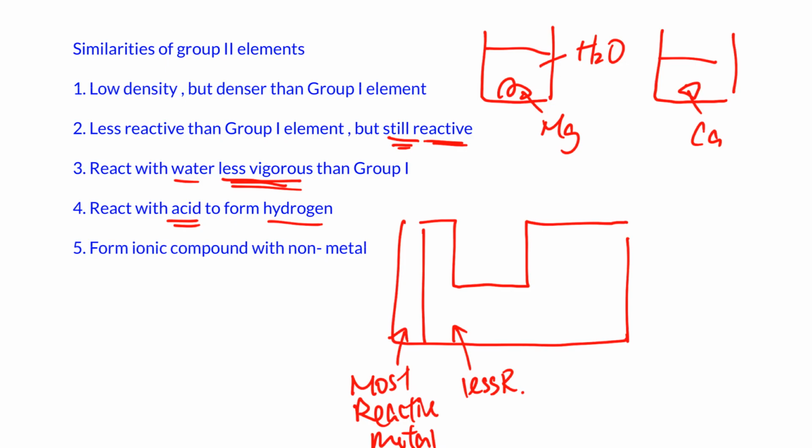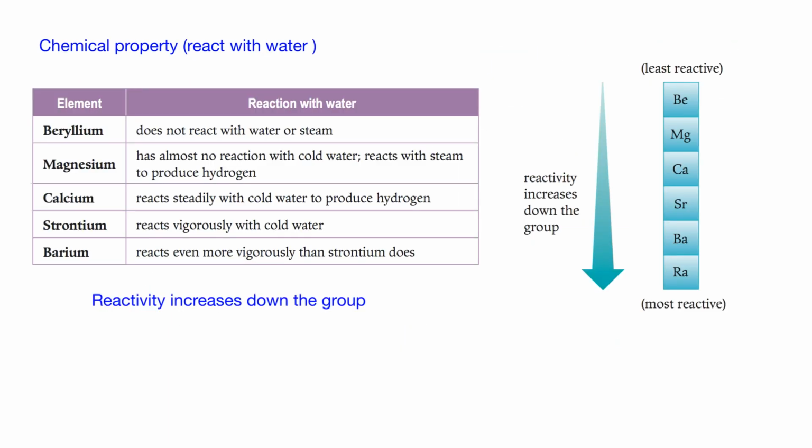No one is going to put sodium or potassium into acid, because the hydrogen generation will be very fast and very explosive. Just like group 1, they also form ionic compounds, for example calcium chloride, magnesium oxide, things like that.